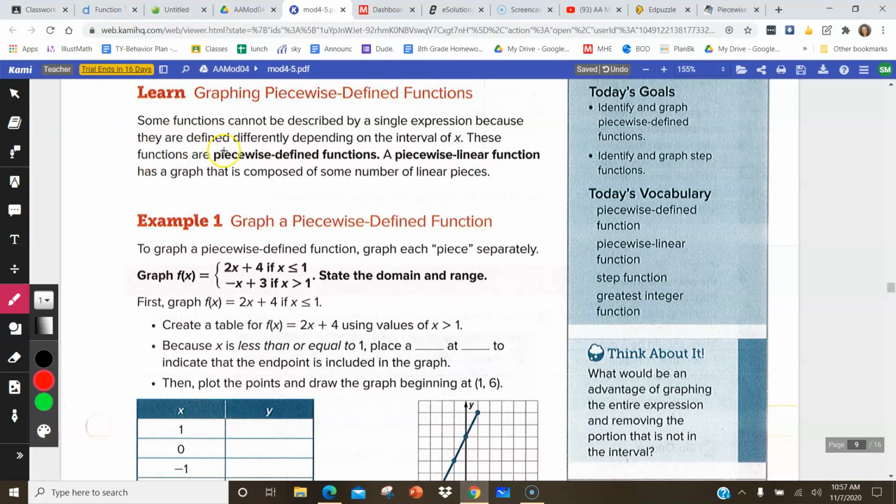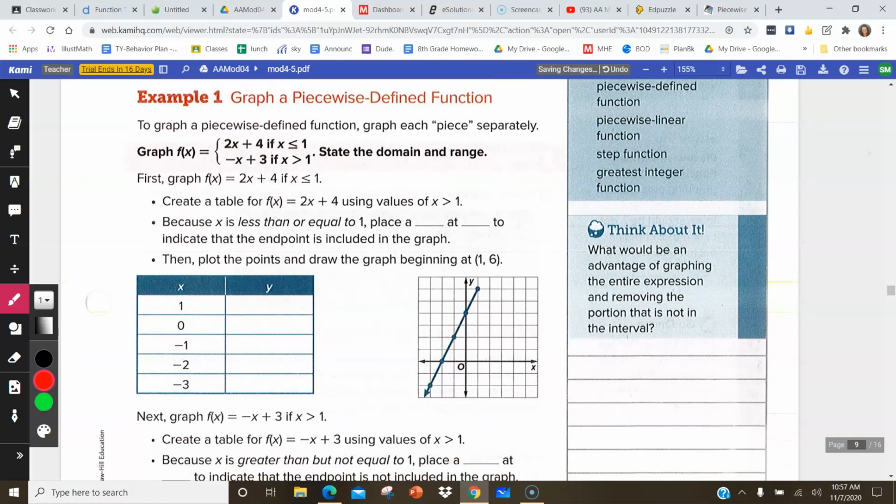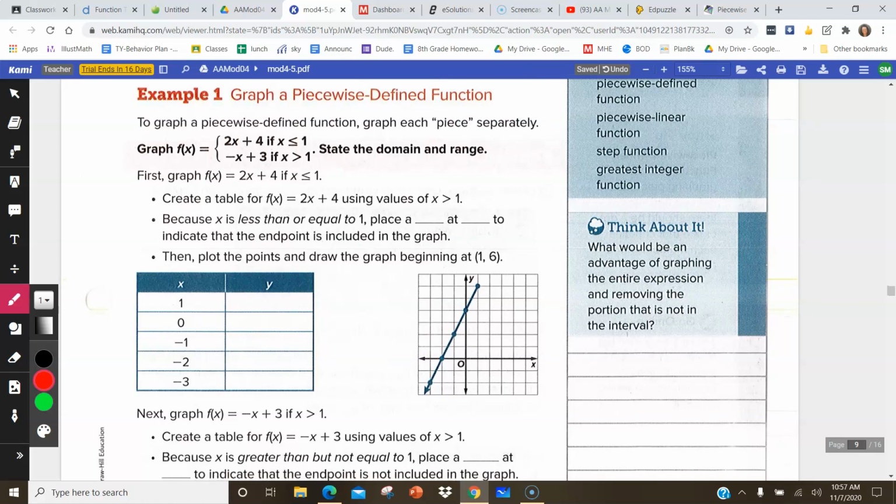So when we're taking a look at our chunked up piecewise linear function, we have to look at the different pieces. So take a look at this example 1. That gives 2x plus 4 for our x values, the domain value, less than or equal to 1. And then for values that are greater than 1, this is what we're going to use. So I want you to graph this part first, and here's how you graph it.